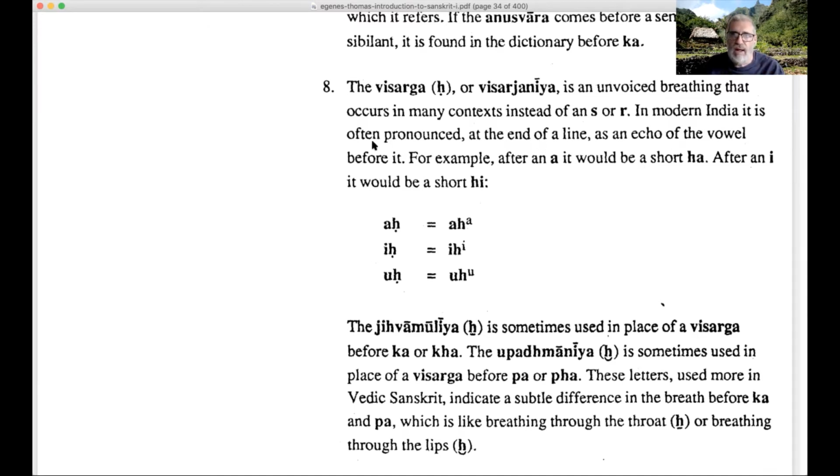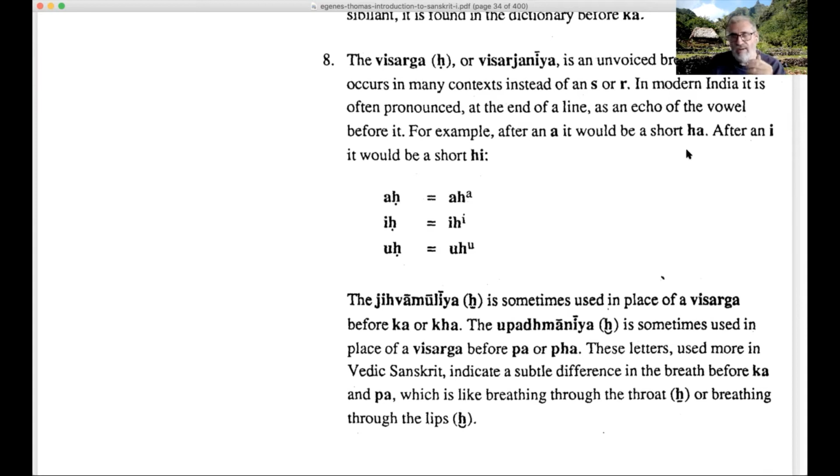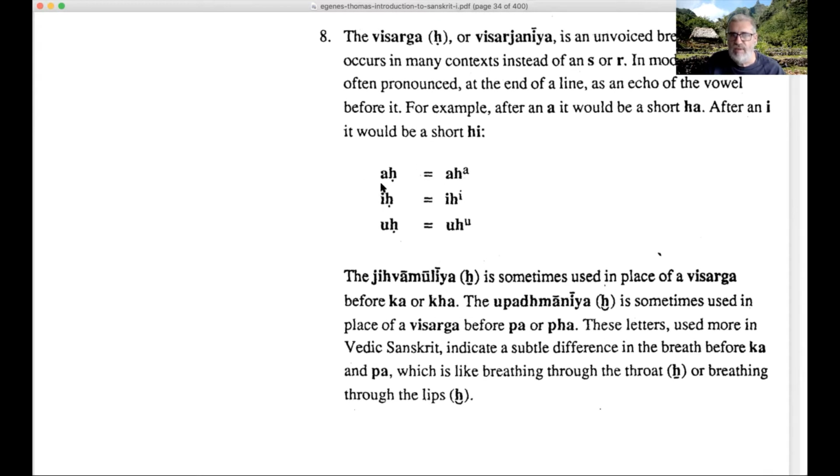So in modern India, it's often pronounced at the end of the line as an echo of the vowel before it. It echoes the vowel before it, right? A slight echo. So for example, after an A, it would be a short ha. Here, after an I, it would be a short hi, like that. So here we have some examples. When we see A and visarga, it's pronounced aha. When you see I visarga, you say ihi. When you see U visarga, it's uhu, right?